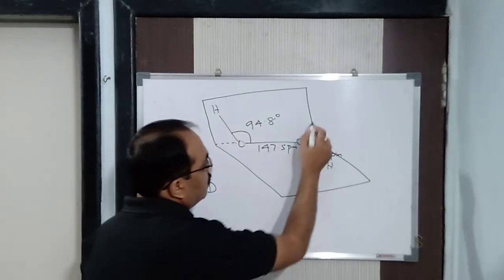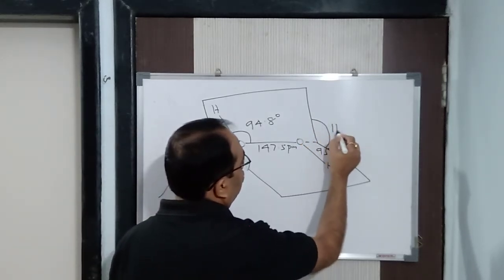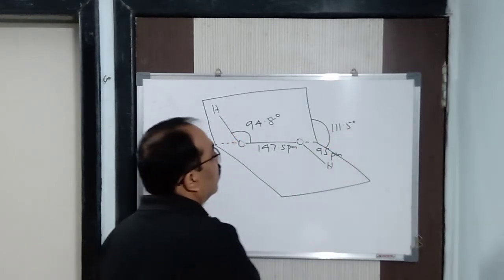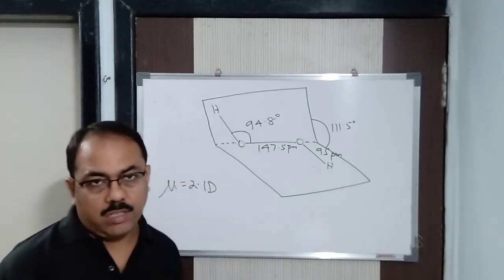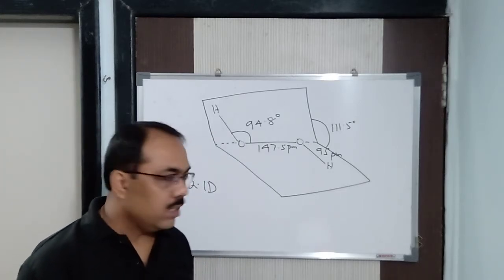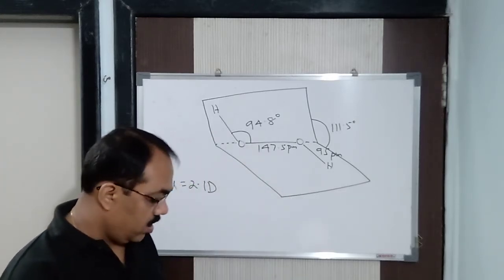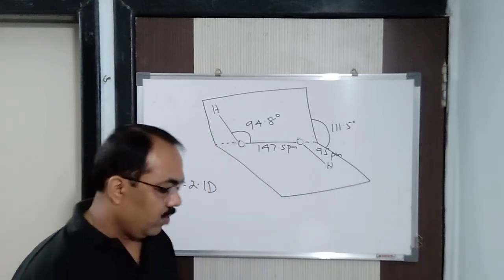And this particular bond angle is 111.5 degrees. So in this way, it is an open book structure. This is the structure of hydrogen peroxide, that is H2O2.